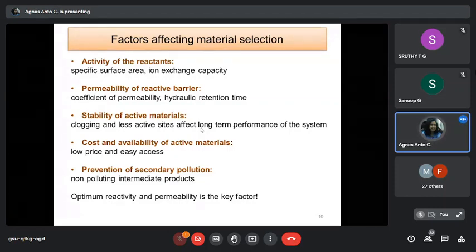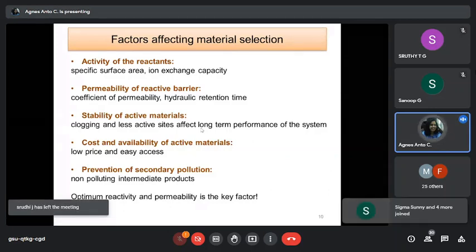Now, when there is a reaction happening inside the PRB where your contaminant is reacting with the reactive material, if it is generating some byproduct which is more toxic in nature, then there is no point in using this technology for remediating your groundwater. So you should ensure that if at all a byproduct is formed, it should be non-polluting in nature.